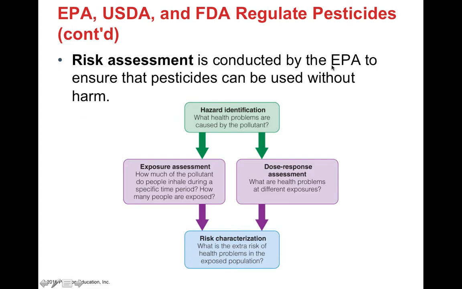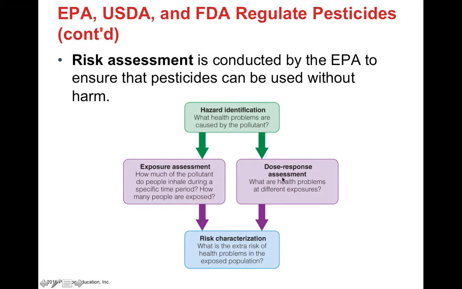So the EPA conducts risk assessments in order to demonstrate that the pesticides are able to be used without harm. And to do that, there's a couple different steps that they have to undergo. The first is they have to identify the hazards. So what are the health problems that the pollutant possibly causes? And then talk about the exposure to those pollutants. So how much of the pollutant do people inhale? And how many people are exposed, as well as what are the different problems at different exposures.